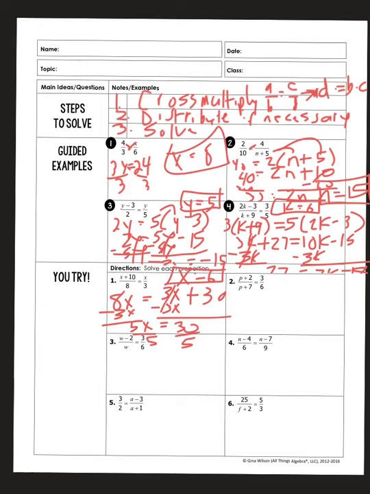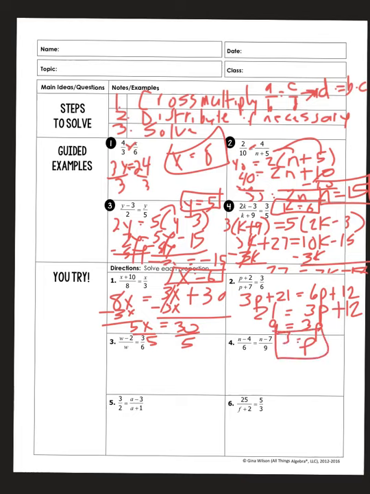All right, number 2. Cross multiply as I go. 3p plus 21 equals 6p plus 12. Be careful with your signs. Subtract 3p from both sides. That's 3p plus 12 equals 21. Subtract 12 from both sides. That's 9 equals 3p. Divide by 3, p equals 3.